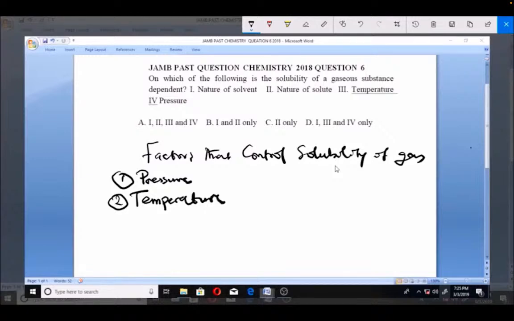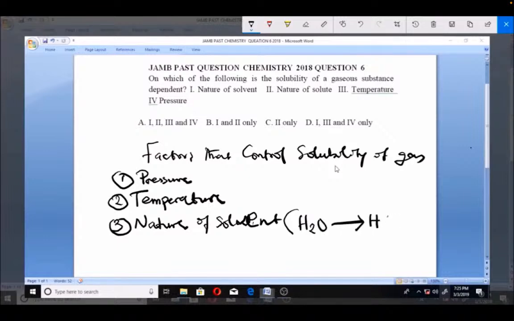Now, very importantly, you need to know the nature of the solvent, like some gases are soluble in water, whereas some are not. So the nature of the solvent is also very important. A solvent like water can dissolve HCl. It can also dissolve ammonia. So this one will give us a basic solution.